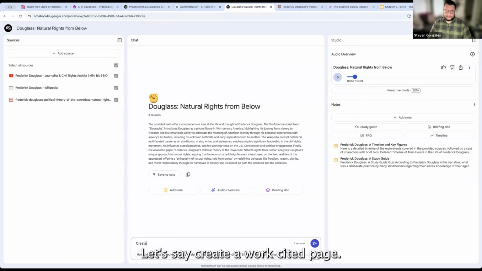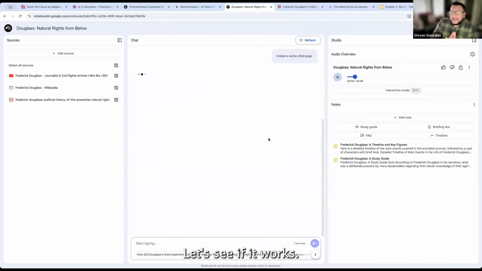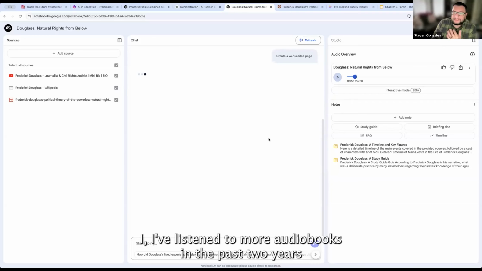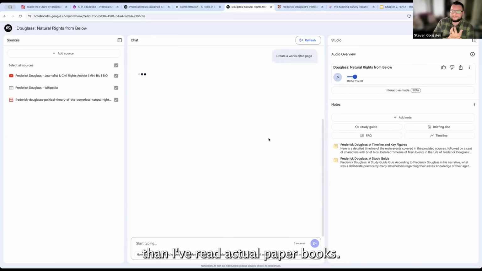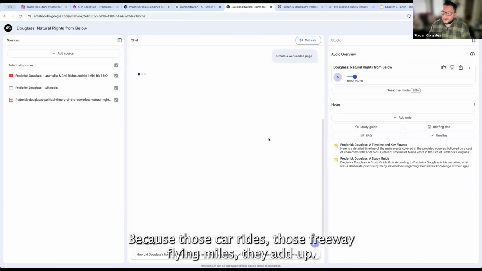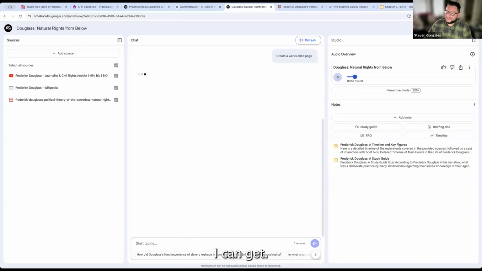Let's say, create a works cited page. Let's see if it works. I haven't tried that, honestly, so we're going to find out. Can help with auditory learners. Yeah, that is me as well. I've listened to more audiobooks in the past 2 years than I've read actual paper books, because those car rides, those freeway flying miles, they add up. That's valuable minutes I can get.